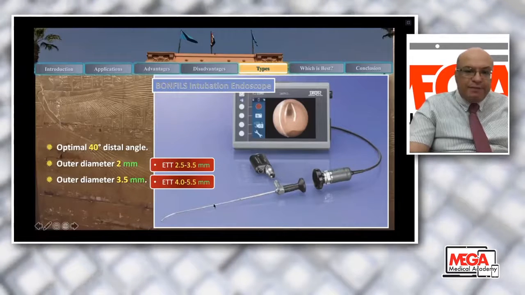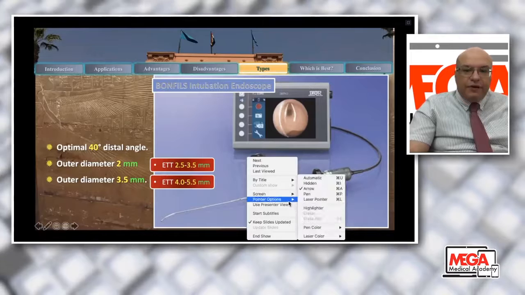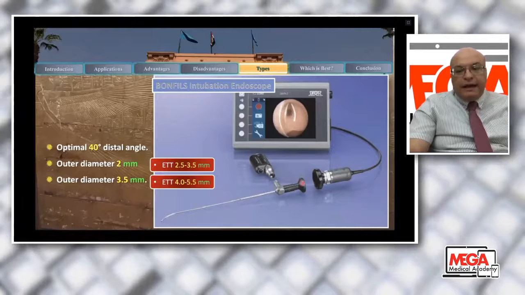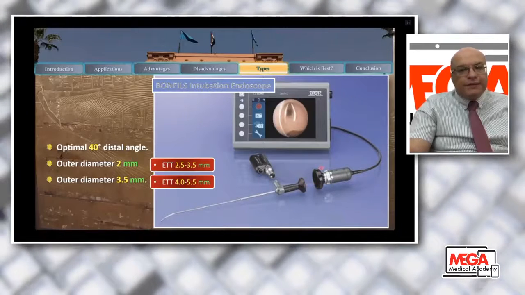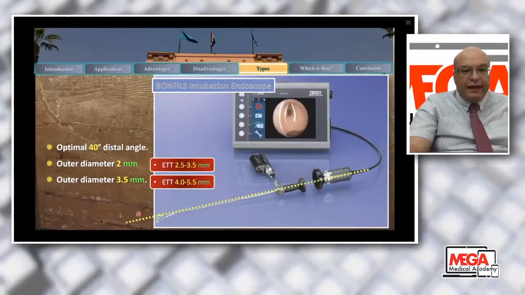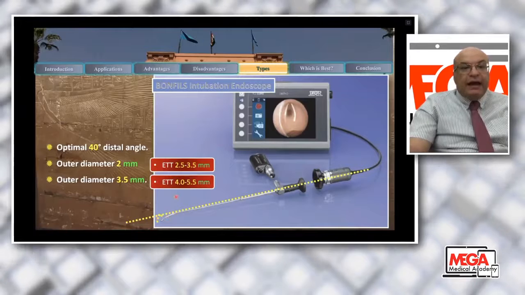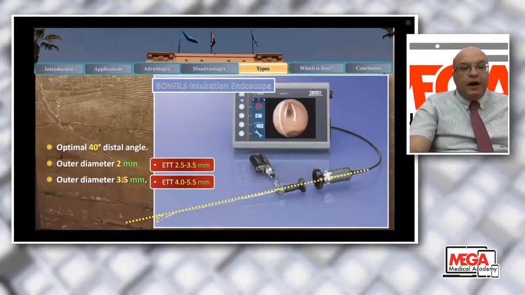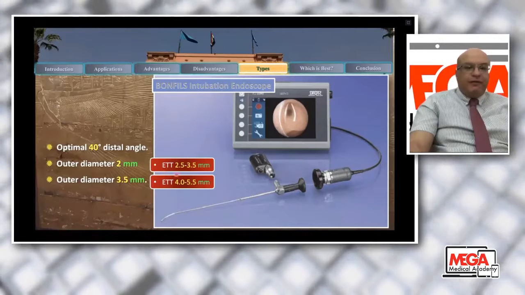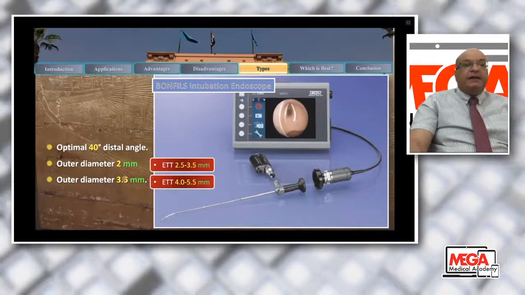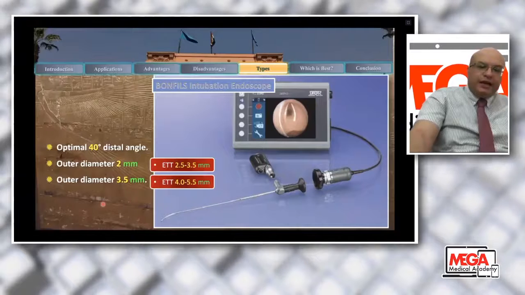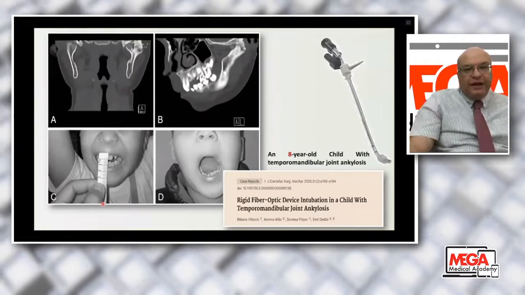You can see it is a rigid shaft, and we also have an angulated tip here. Usually it's connected to a camera system. It is available at an angle of 40 degrees. Here is the 40-degree angle. There are two sizes available. Size 2 can be used with tube 2.5 to 3.5 for first year kids. And above the first year, you can use size 3.5, which can be used with endotracheal tube size 4 to 5.5.